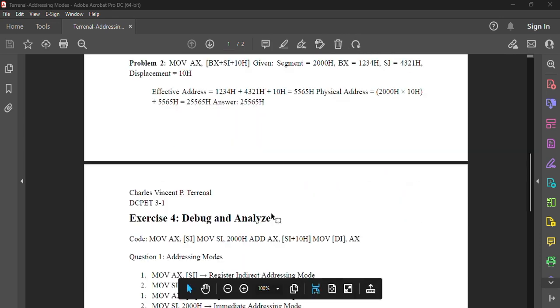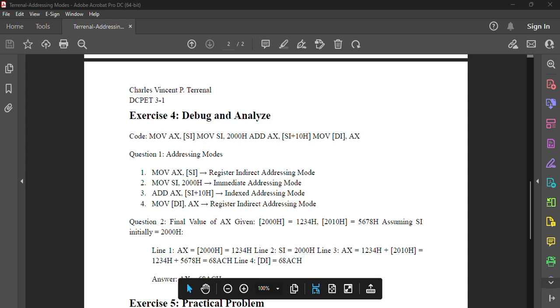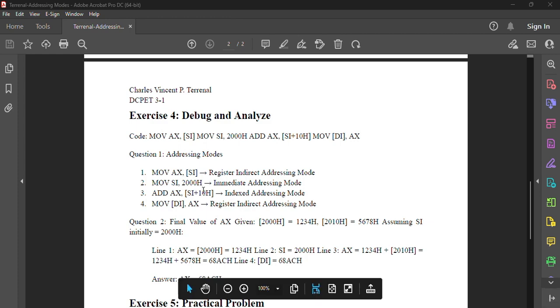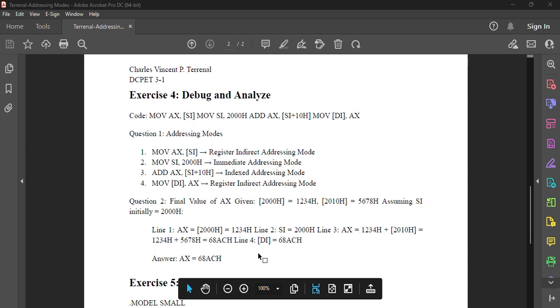Alright, and then moving on to exercise number 4. This exercise is a little bit trickier, but what I did was identify the register indirect, immediate, indexed, and register indirect addressing modes in the 4 lines, just here. And then after that, for the value calculation, line 1 uses SI before it's initialized in line 2.